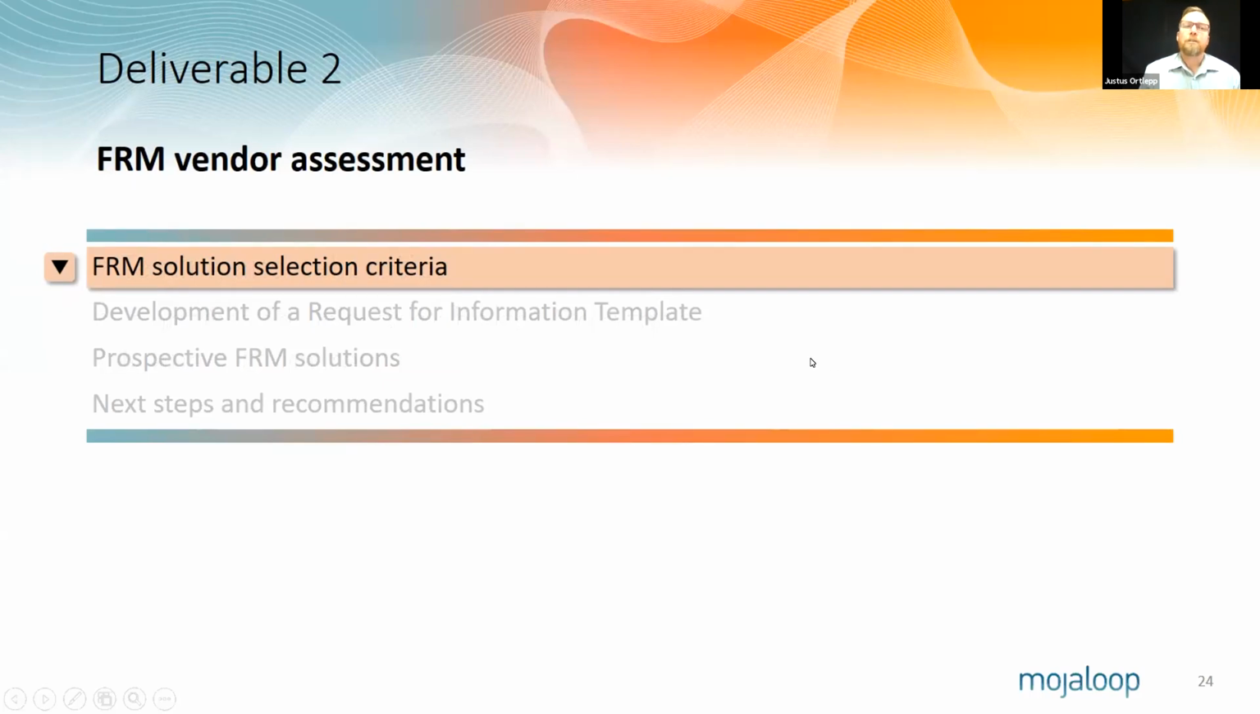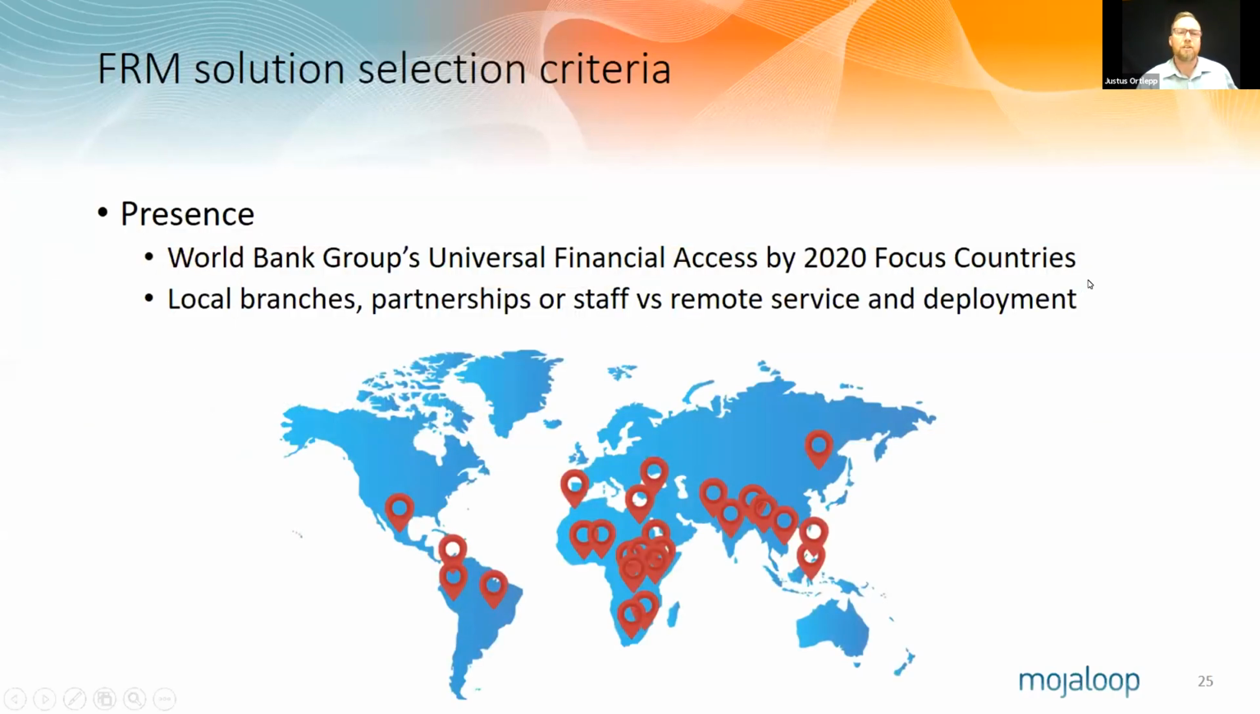For our second deliverable, we looked at some of the dominant vendors in the market that are available to commercial solutions for fraud risk management and also fraud detection services, and in particular also money laundering. I just quickly want to take you through the selection criteria.